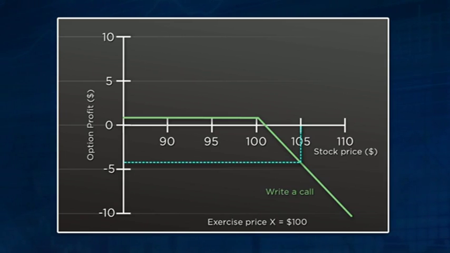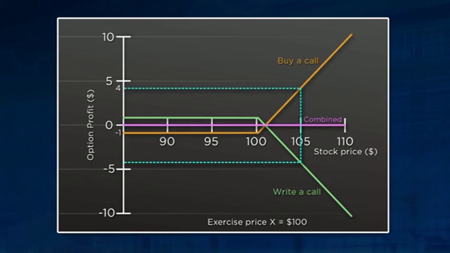Okay, again, from my perspective, what if the price of McDonald's had fallen to 95 instead? You don't exercise, and I don't have to do anything. You're out the $1 from buying the call, and I get to keep the $1 from the sale. In this case, my gain is your loss. This is an important feature of options. They are what economists call a zero-sum game.